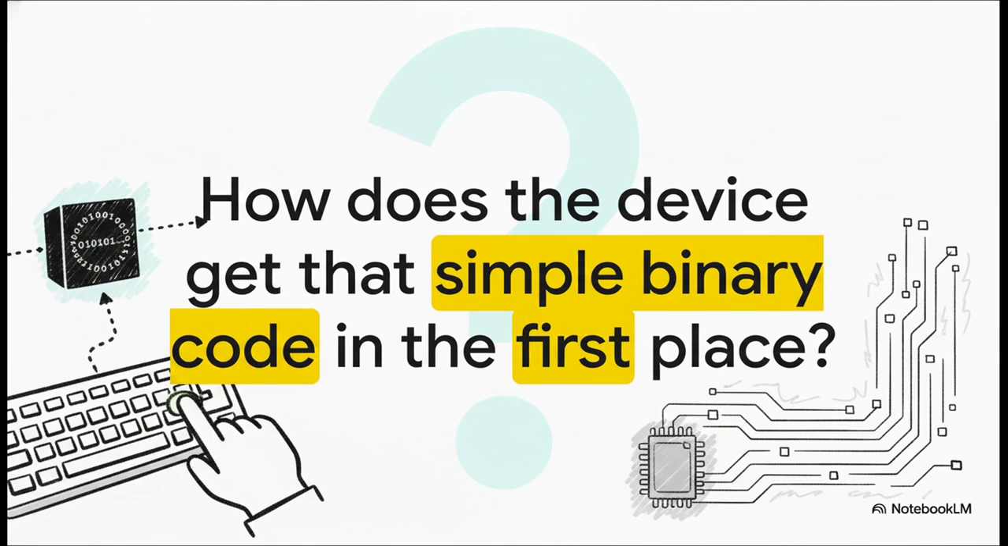Okay, so that explains how a device can take a code and do something with it. But wait a second, that kind of brings up a new question, doesn't it? Where did that neat little binary code come from in the first place? How did something like you pressing a key on your keyboard get squished down into a simple code for the decoder to even read?